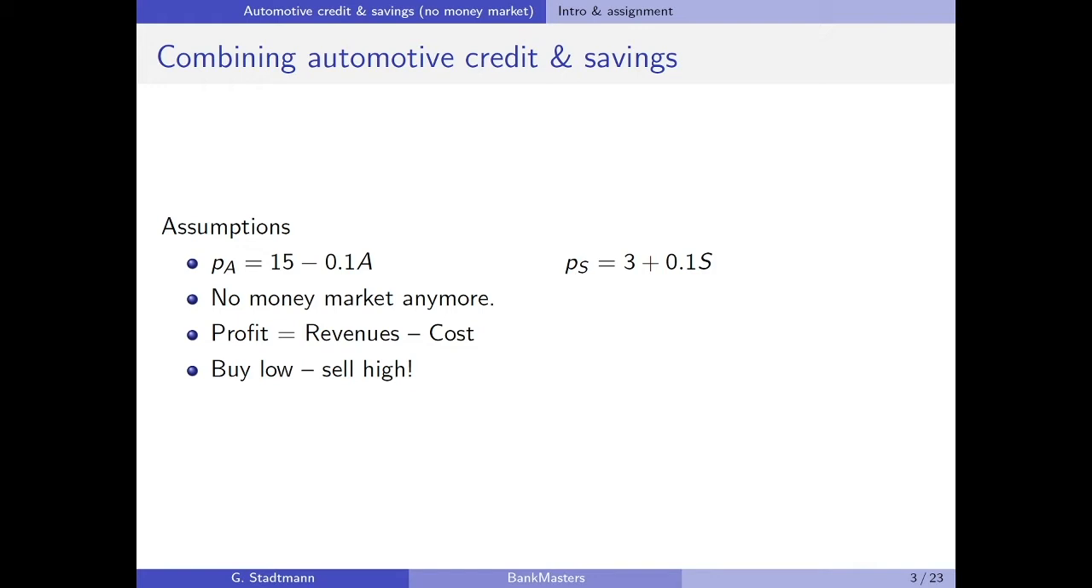The logic of this function of generating profits is buying low and selling high. So the bank is buying low. I mean, the interest payments for the savings are lower, whereas the interest payments that customers pay for the credits are higher. And because of this structure, the bank is generating some profits.